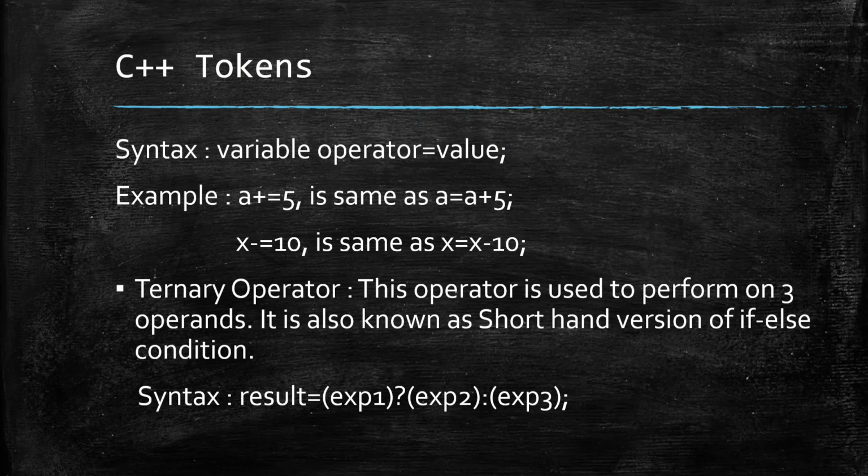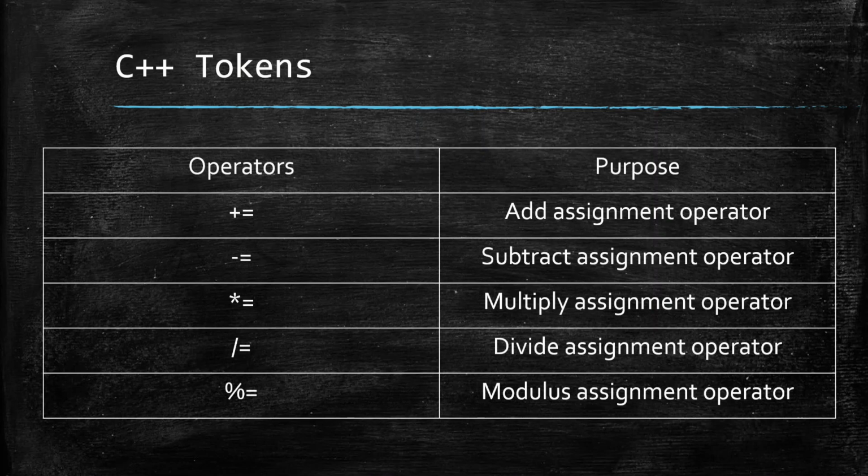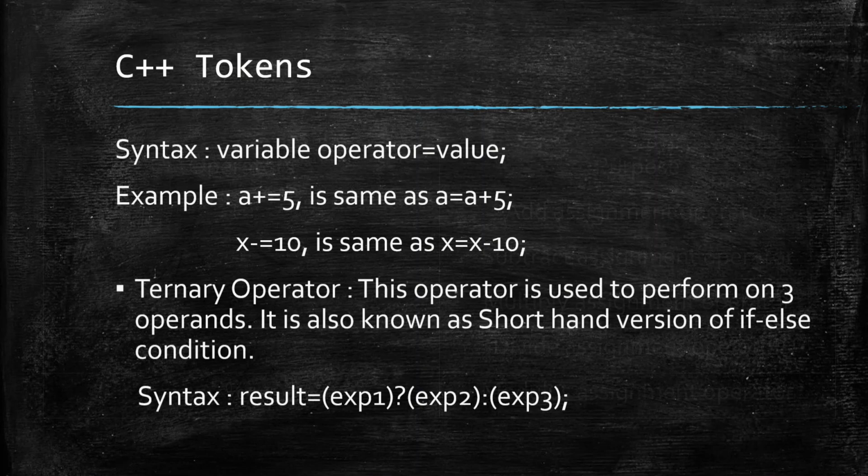So how do you initialize this, or how do you use this? For example, a plus is equal to 5. Now what is plus is equal to 5? It is the add assignment operator, right? Here you can see it is the add assignment operator, the first one. So how does the compiler understand a plus equals to 5 when you give it like this? It is the same as a is equal to a plus 5.